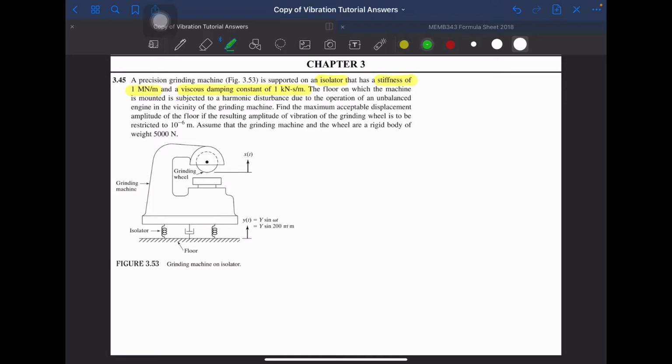Find the maximum acceptable displacement amplitude of the floor, which is the base, if the resulting amplitude of vibration of the grinding wheel is to be restricted to 10 times 10 to the power negative 6 meter. Assume that the grinding machine and the wheel are a rigid body of weight 5,000 Newton. Alright, so from here you can easily find the formula.